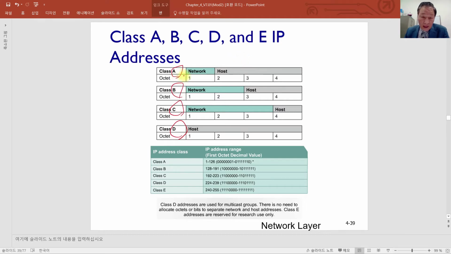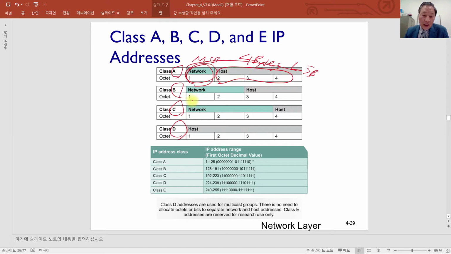Class A is like this. Among 32 bits, which is 4 bytes, there is the first byte on the MSB side, and this one is the LSB side. In the MSB part, that first byte is used for network identification. The next 3 bytes, among the 4 bytes, will be used for host identification.